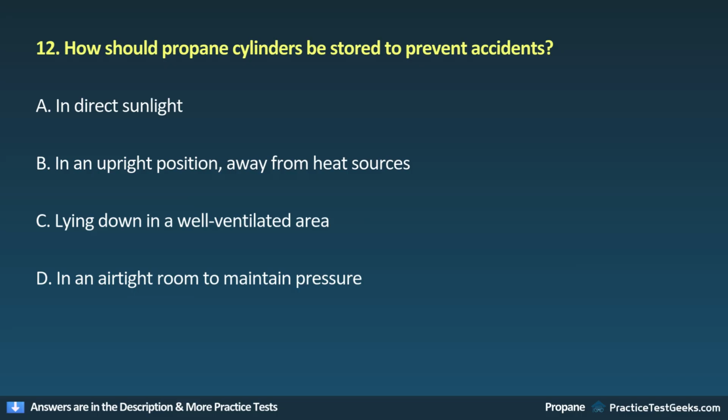12. How should propane cylinders be stored to prevent accidents? A. In direct sunlight. B. In an upright position away from heat sources. C. Lying down in a well-ventilated area. D. In an airtight room to maintain pressure.